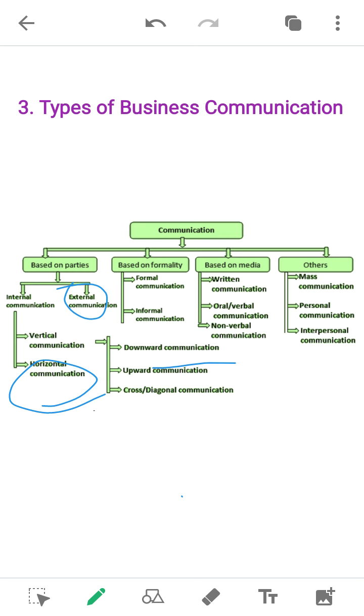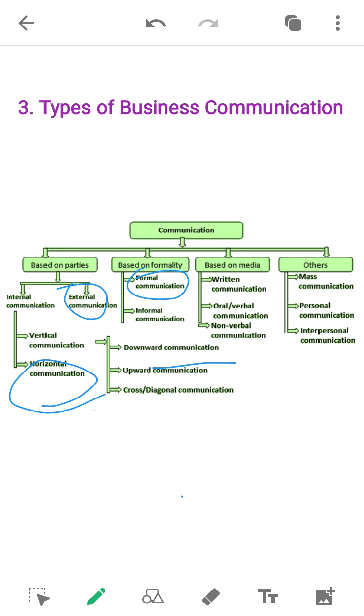Cross or diagonal communication: when a communication occurs among the personnel of two different departments at various levels, then it is called cross or diagonal communication. And based on formality, there are two types of communication: formal communication and informal communication.